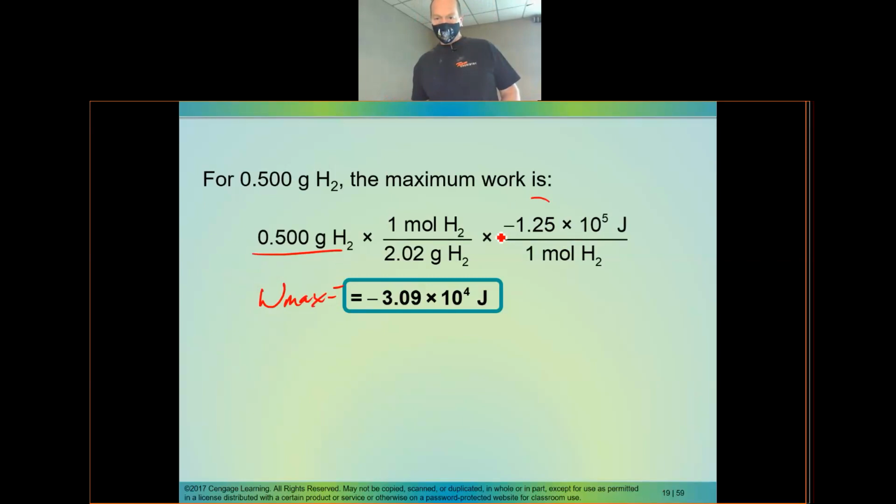This was your work max per mole of hydrogen, but they wanted it for a certain mass. So you would convert that into moles by dividing by the molar mass and get your work max for the 0.5 grams of hydrogen.